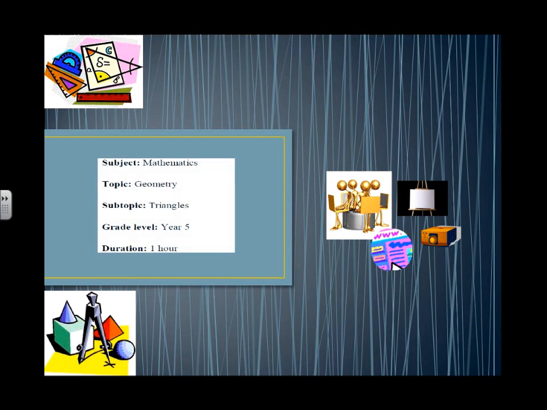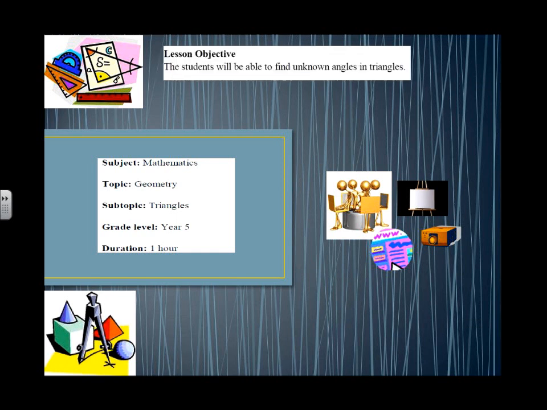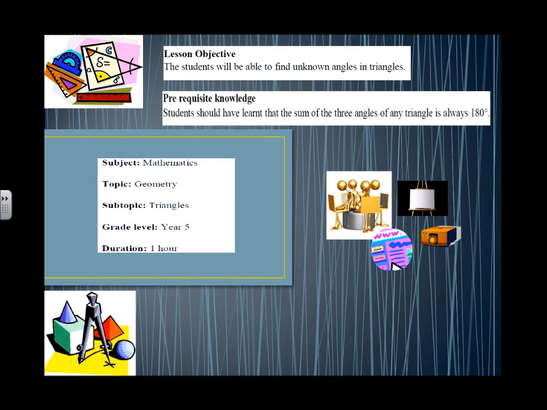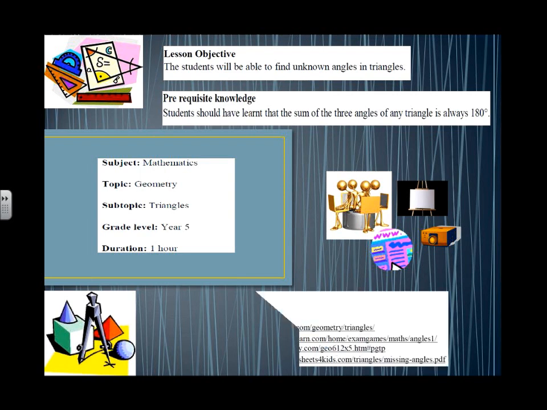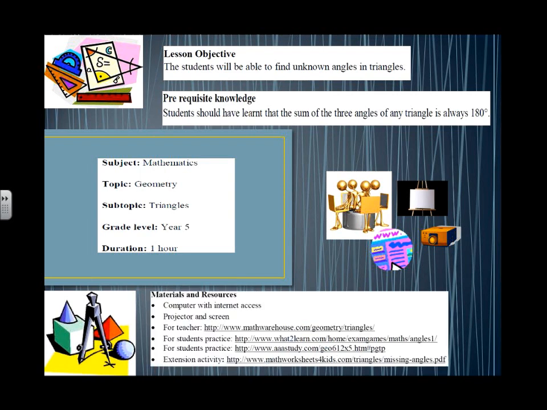This is the day 4 lesson plan on geometry, subtopic triangles, and the duration for this lesson is 1 hour. For the lesson objective, the student will be able to find unknown angles in triangles. For prerequisite knowledge, students should have learned that the sum of the three angles of any triangle is always 180 degrees. For the materials and resources, what we need are a computer with internet access, a projector and screen, and some websites for teachers and students.